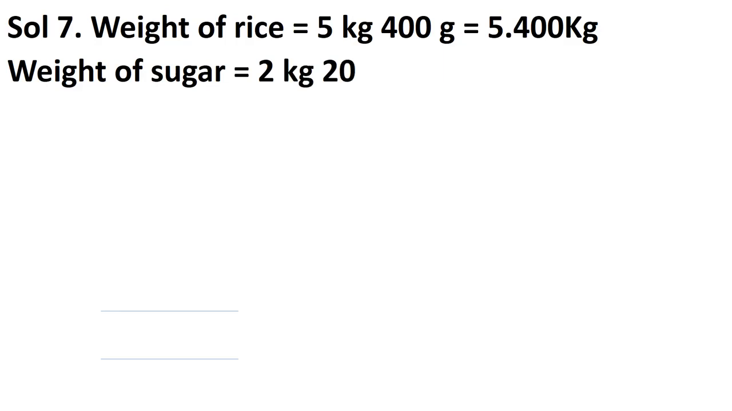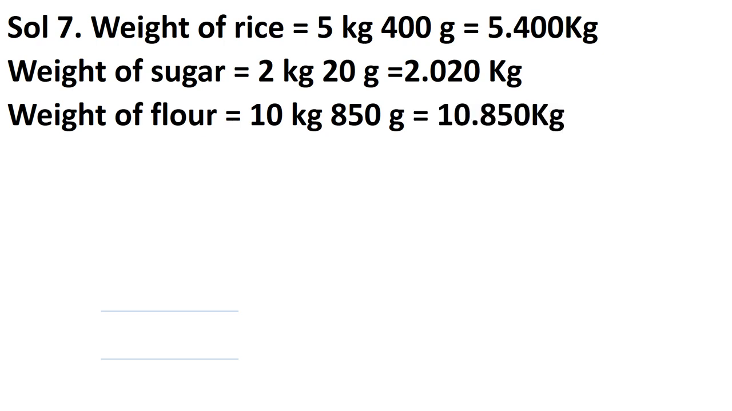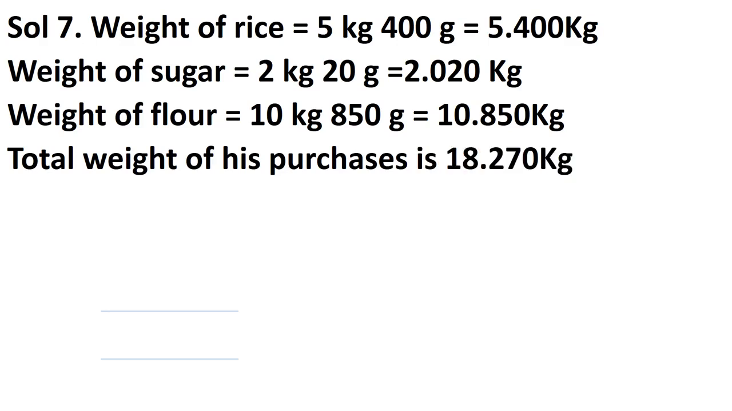Now weight of sugar purchase is 2 kilogram 20 gram. Again it is 20 gram. So when you divide it by 1000, it is 0 to 0. Decimal 0 to 0. So it is 2.020 kilogram. Don't make it 200. Weight of flour is 10 kilogram 850 gram. So it is 10.850 kilogram. Total weight purchased. We will add all the three, which is equal to 18.270 kilogram. Here is the addition.